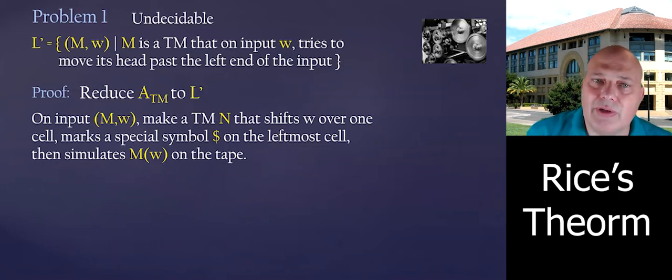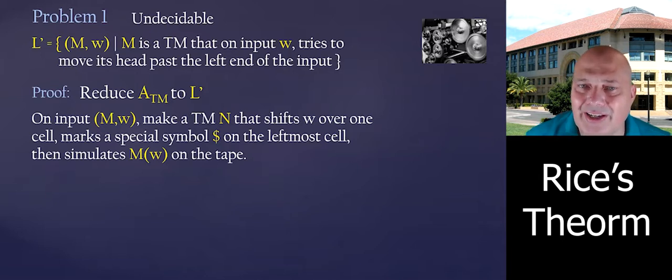So if M, W is in ATM, it means that M is going to accept W. And in this case, we are going to make N move all the way to the left and try to go beyond the leftmost cell, and then accept. And it knows that it's in the leftmost cell by seeing that you're on the dollar sign.